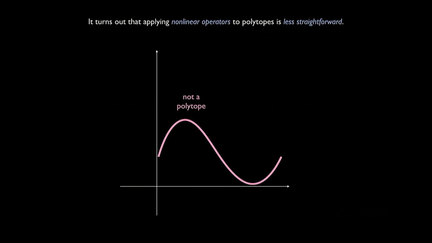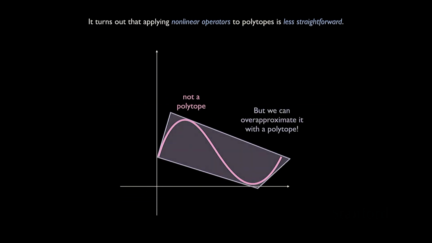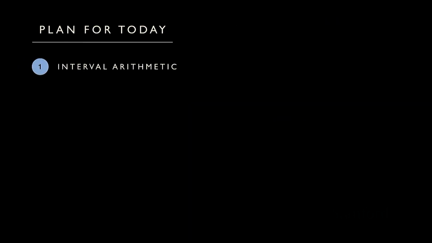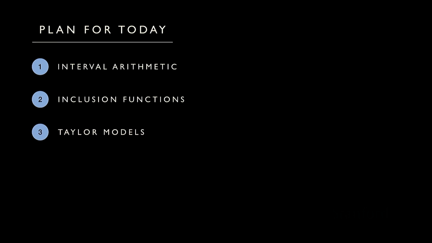Okay, but one thing that we can do, and that we're pretty much going to do for the rest of this lecture, is take these things that are not polytopes and bound them or over-approximate them with things that are polytopes, to make them easier for us to work with. That's the general idea behind all the topics that I talk about in lecture today. The first one is interval arithmetic. The second one extends that to something called inclusion functions. Then we'll talk about Taylor models, concrete reachability, and partitioning. Okay, let's just get into it.